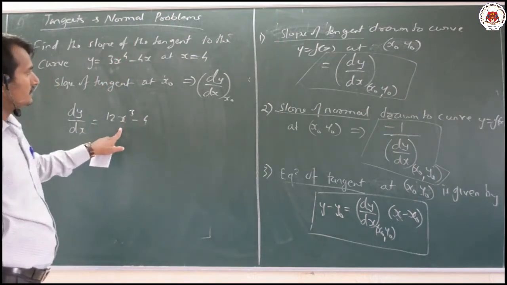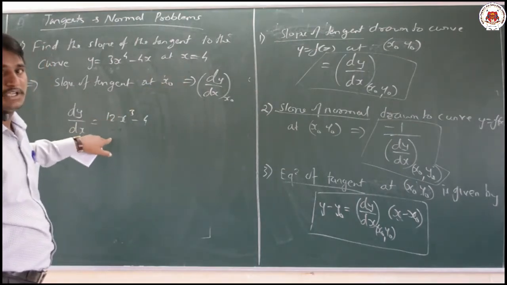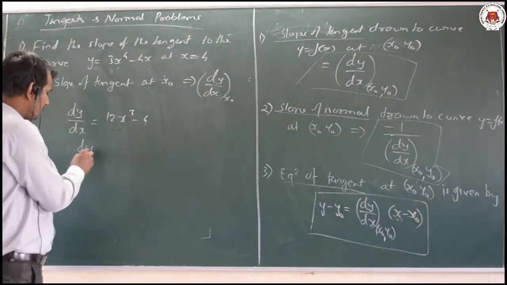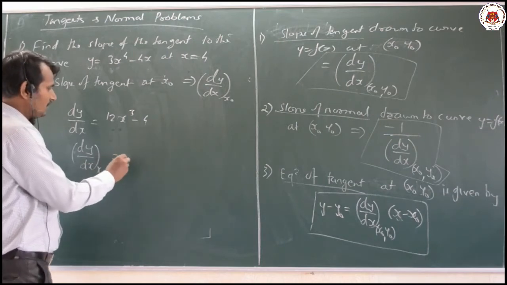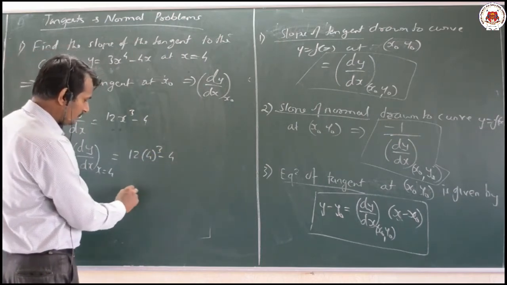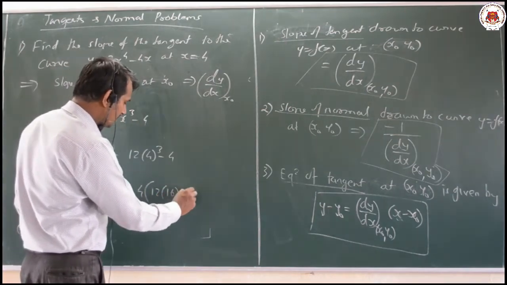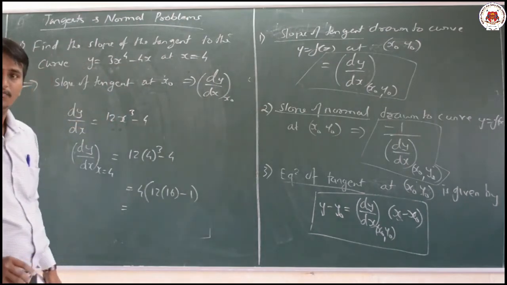Now here we have to substitute x equal to 4, and then find out the values. So what we get here, that is dy by dx at x equal to 4. The value will be 12 into 4 cube minus 4. Okay, if I take 4 common, that is 12 into 16 minus 1. So calculate it and find out the value here.